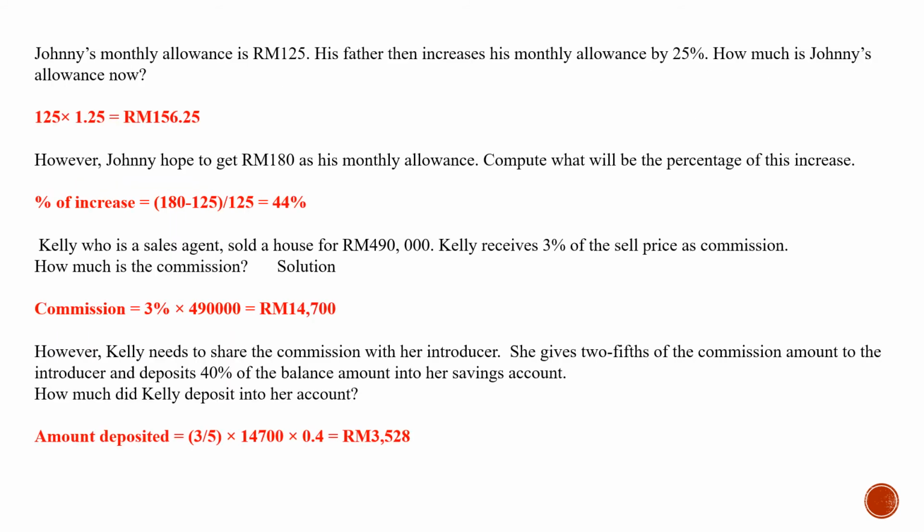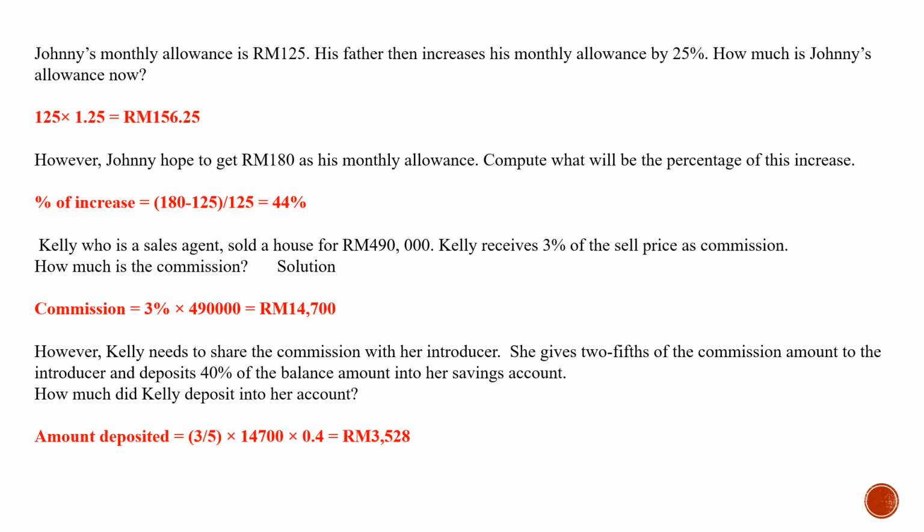All right, Johnny's monthly allowance is 125. His father increases by 25%. What I told you, increase by 25% means become 125%. So 125% in other words is 1.25. I know a lot of you like to times with 25%, get the value and add back. No problem. But always find the shortest way to do it.